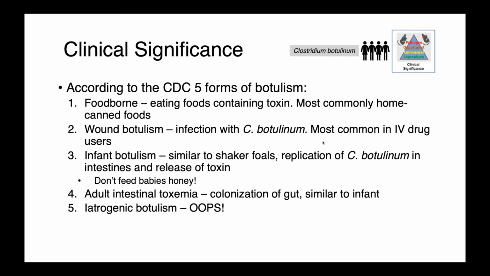In people, there are 5 forms of botulism which are recognized. So foodborne, we've already discussed, most commonly associated with home canned foods. Wound botulism is certainly possible, and this is where you have an actual infection with Clostridium botulinum. You have actively replicating bacteria that are then also producing toxin. And this is most common in IV drug users. Infant botulism is a scenario that's similar to Shaker foals, where we have replication of the organism in the intestines and the release of toxin from the gut.